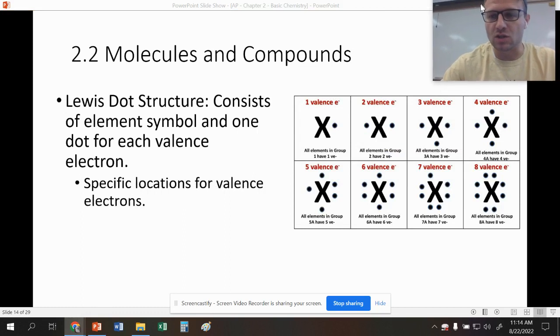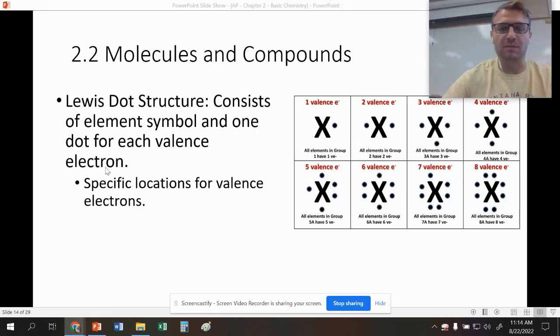Like we said with these dots, what we're building here is something called a Lewis dot structure. This consists of the element symbol and the number of valence electrons. There's a specific way that you draw these valence electrons. I hope that when we're going over this, you're like, oh yeah, I remember all this from chemistry. But we have 1, then we have 2, 1, 2, 3, 1, 2, 3, 4.